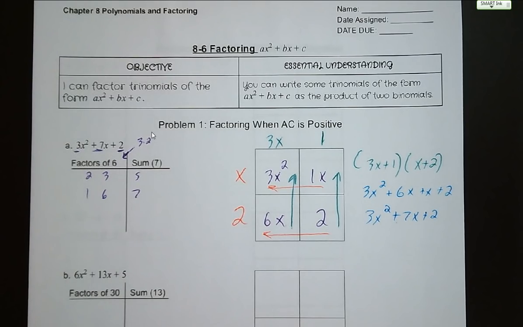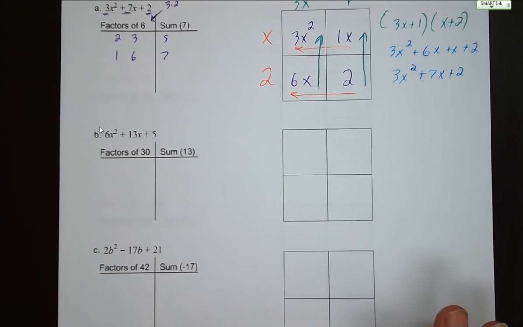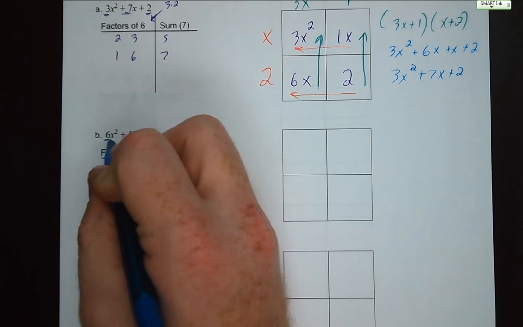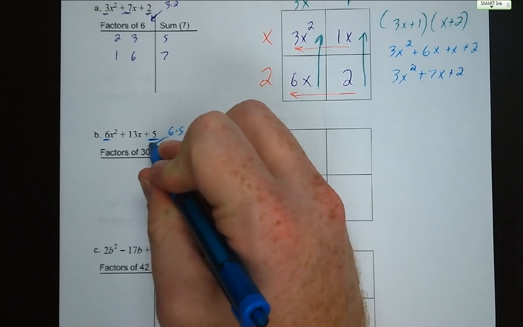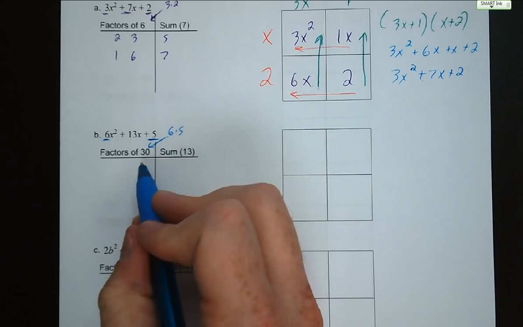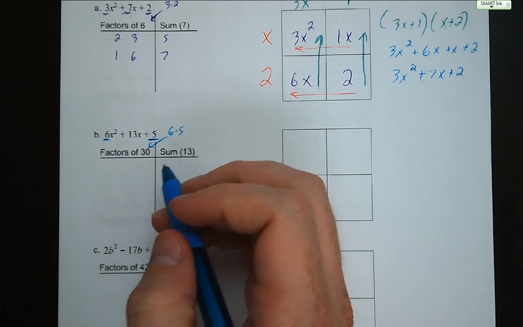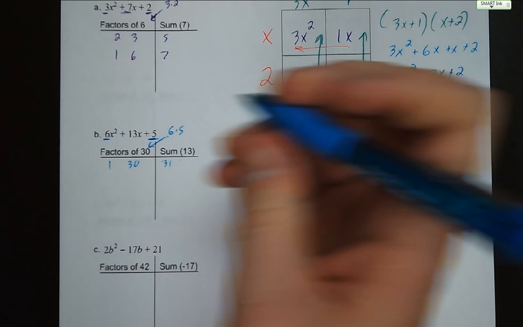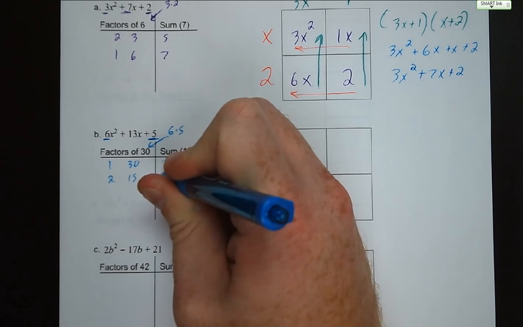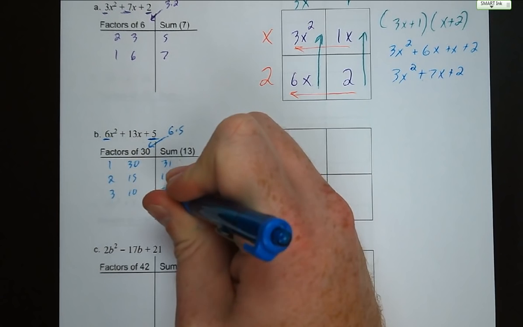All right, so problem B, 6x squared plus 13x plus 5. We are looking for our a term and our c term. We multiply them. 6 times 5 is 30. So we want factors of 30 that add up to a sum of 13. We could start with 1 and 30, that gives us 31, not what we want. 2 and 15, that gives us a sum of 17, not what we want. 3 and 10, there we go, there's our 13.